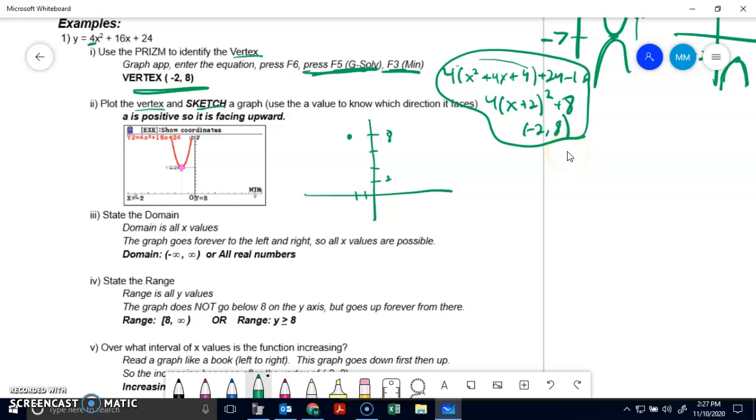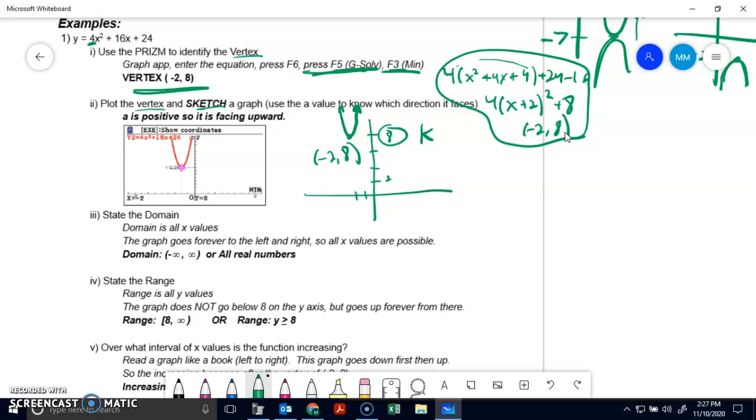Look at the a value. It's a positive 4. Because a is positive, we know it's facing upwards. And that 4 also means there's a stretch, so it's kind of a skinnier graph there. But just sketch it. That's all we're looking for. And really the only key point that matters is negative 2, 8, this vertex. These are the two numbers that matter. Really the 8 is the one that matters, that k value.